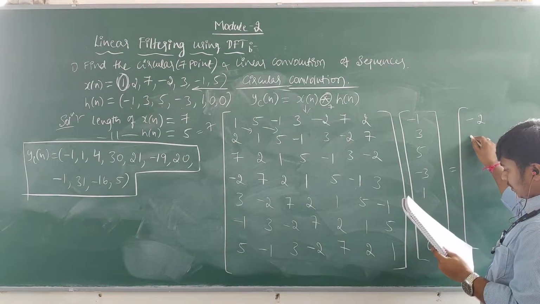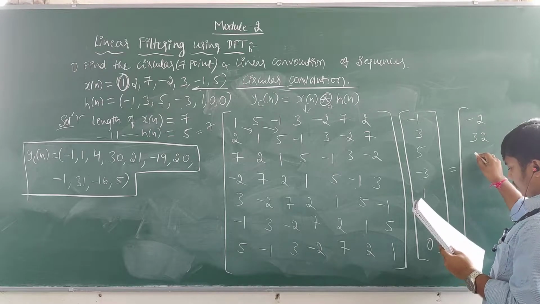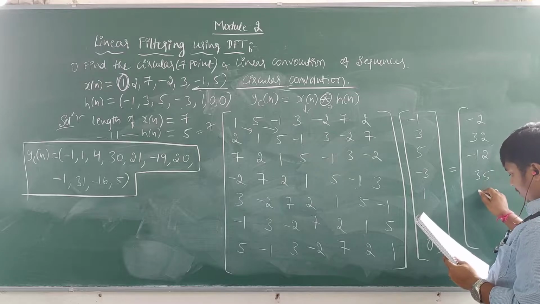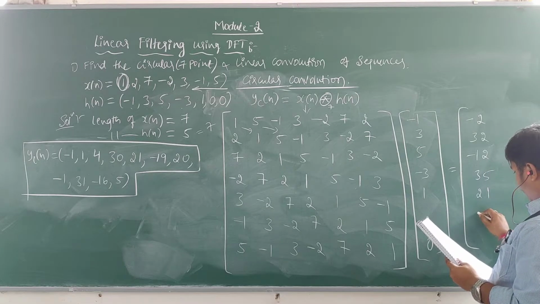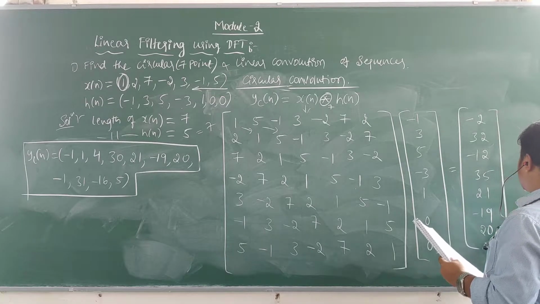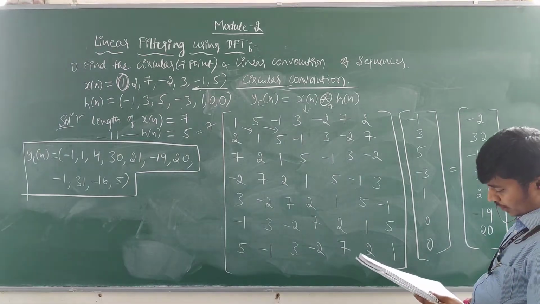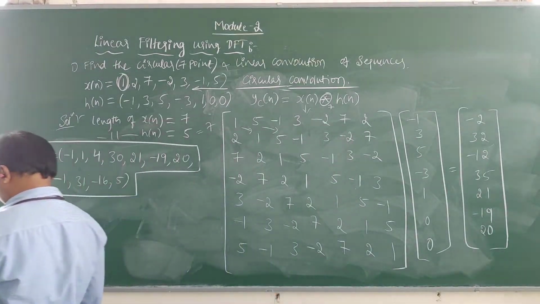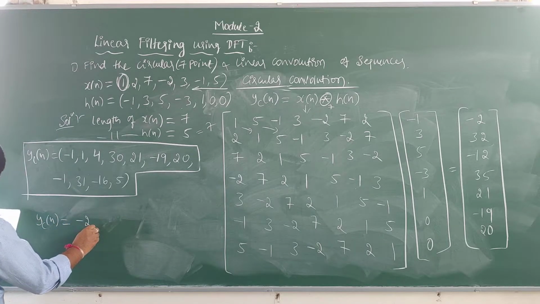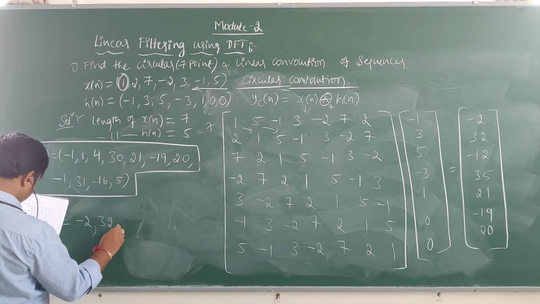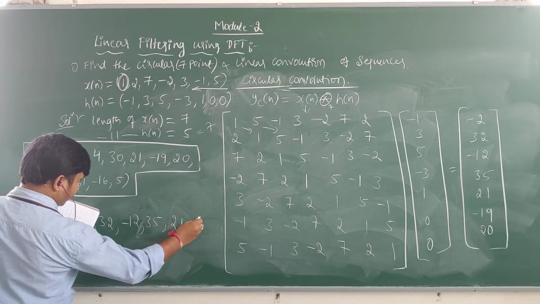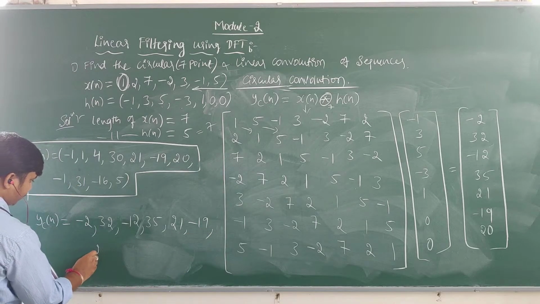So I obtain minus 2, 32, minus 12, 35, 21, minus 19 and 20. This is the output of circular convolution, that is YC of n. The output of circular convolution is equal to minus 2, 32, minus 12, 35, 21, minus 19, 20.